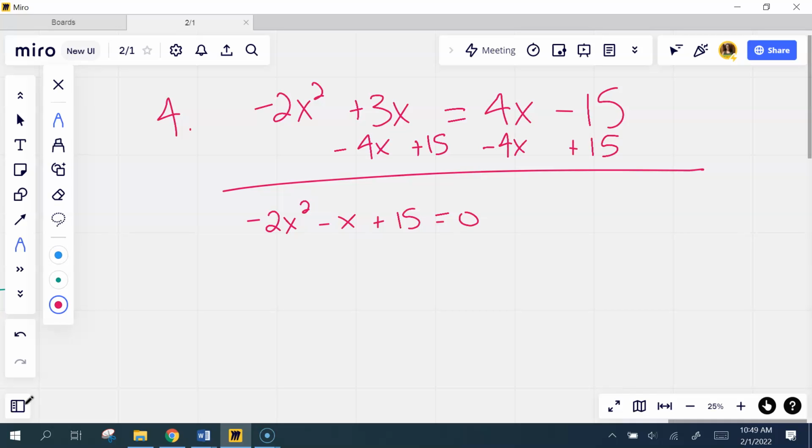What is your a here? Negative 2. What's your b? What's your c?